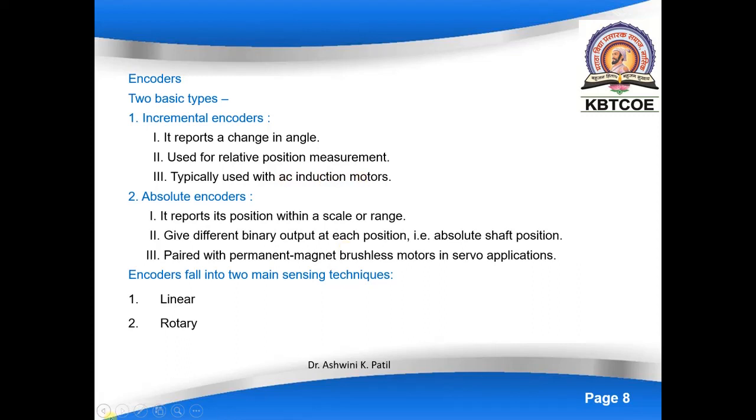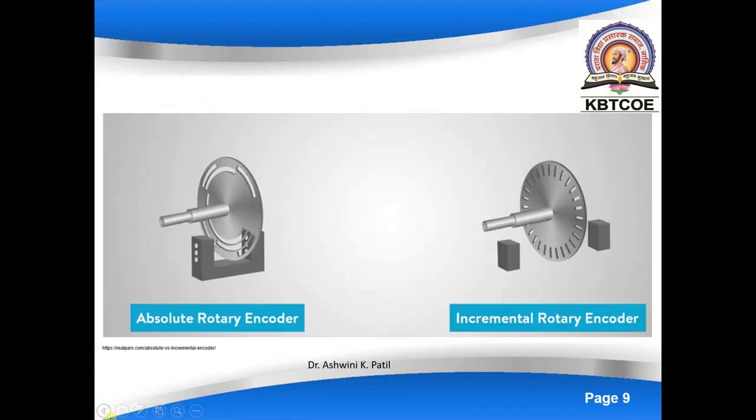Absolute encoders report the position within a scale or range. They give a binary output at each position, that is, the absolute position of the shaft. They are paired with permanent magnet brushless motors in servo applications. Basically, encoders again fall into two main sensing techniques, linear and rotary. For measuring linear motion, the encoders we use are called linear, and for measuring angular position, the encoders we use are called rotary encoders.